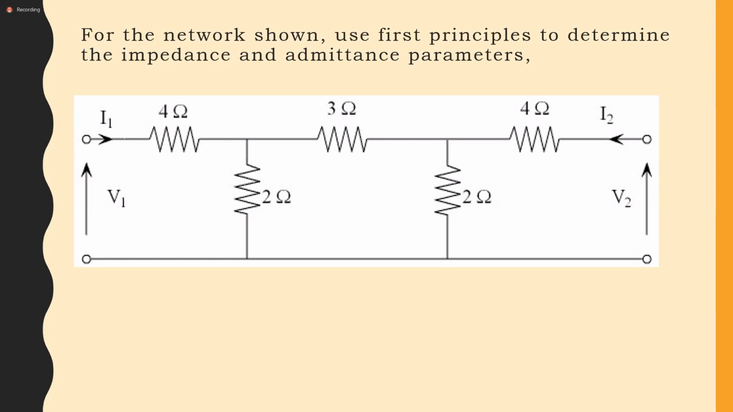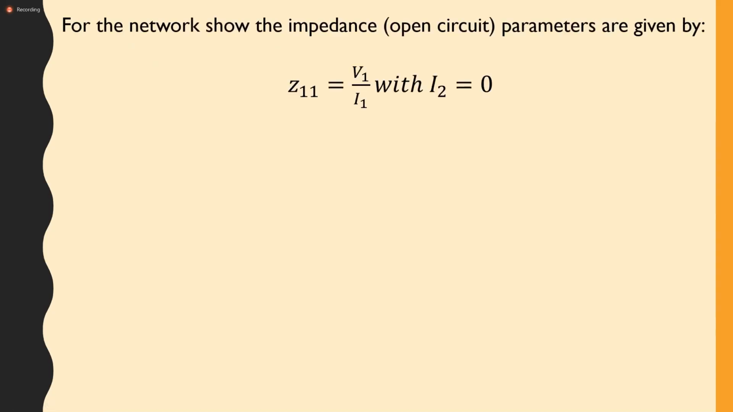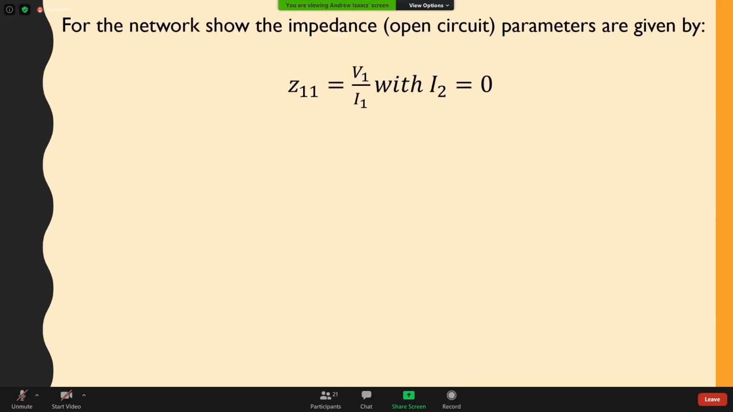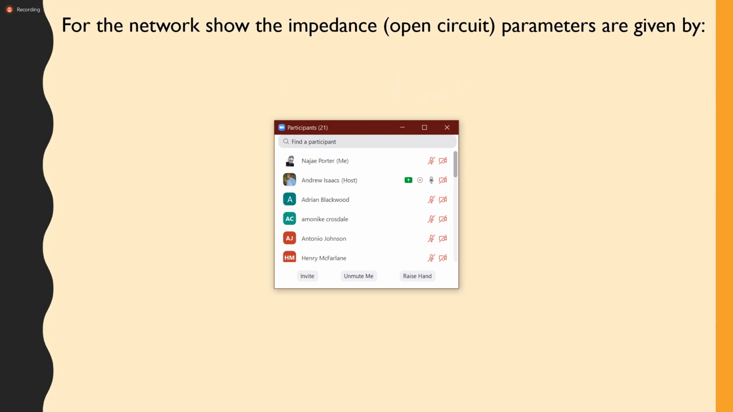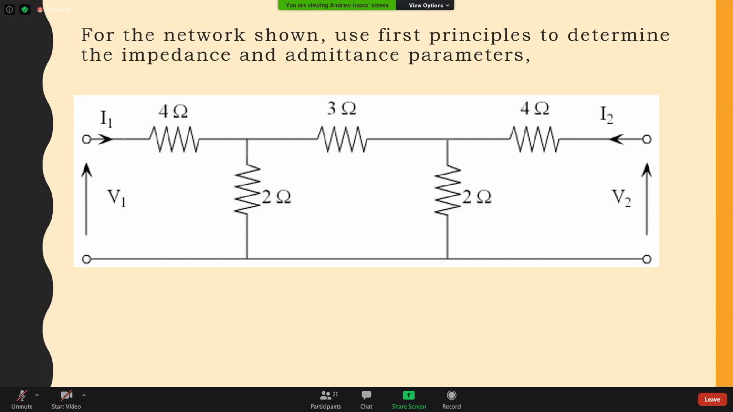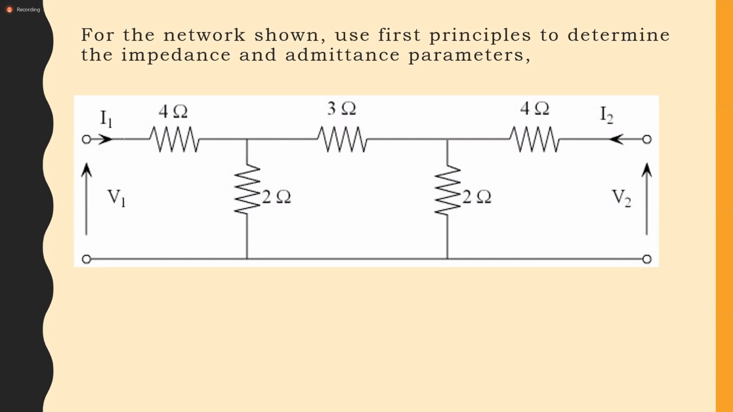So by definition, for the impedance parameters, Z11 is equal to V1 over I1 with I2 being equal to 0, or in other words, with port 2 being open circuited. And based on the network that we have, if we're looking at Z11 being V1 over I1, then obviously we're just looking at the impedance into port 1.